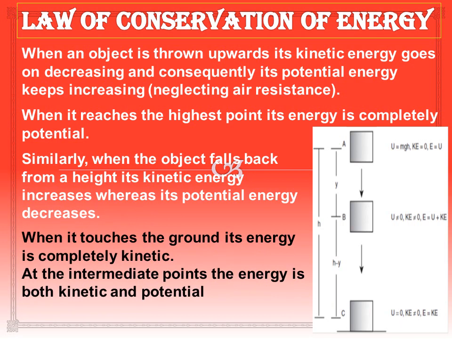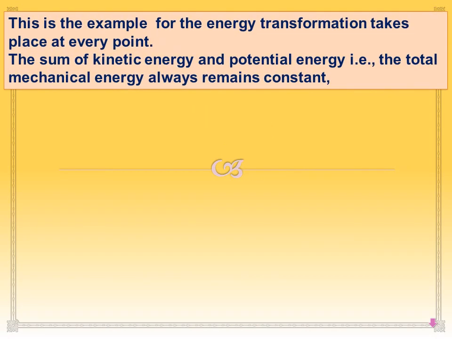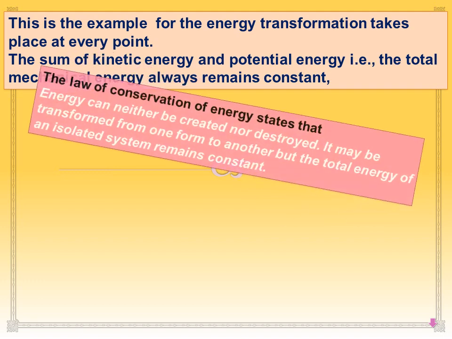See, when the body touches the ground, its energy is completely kinetic. As we saw here, the energy is completely kinetic. At the intermediate points, the energy is both kinetic and potential. Here, this is the intermediate part. In this intermediate part, the energy is both kinetic and potential. And this is the example for the energy transformation that takes place at every point. The sum of kinetic energy and potential energy, that is the total mechanical energy, always remains constant.